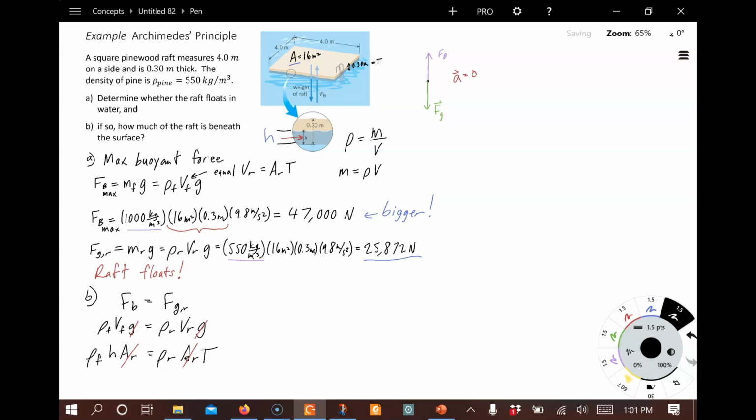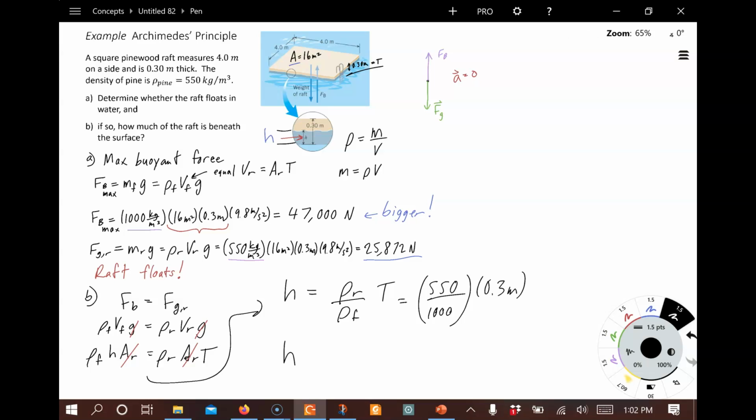So let's go ahead and do that. I'm going to move over here. And so dividing both sides by the density of the fluid, we're going to have density of the raft divided by density of fluid multiplied by thickness of the raft. And we have all those numbers. In fact, the densities are a ratio, so I can ignore the units since they're the same. 550 divided by 1,000, and the thickness of the raft up here, 0.3 meters.